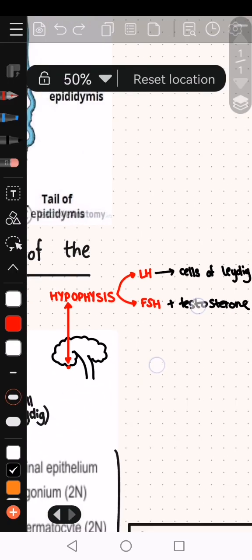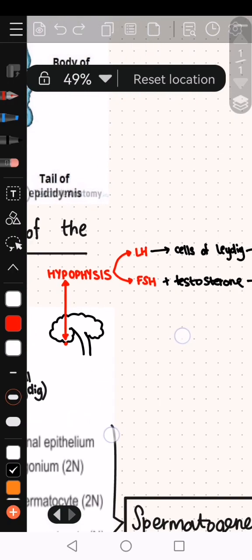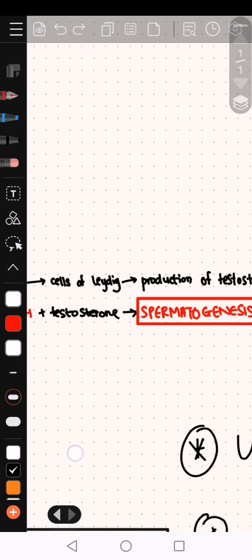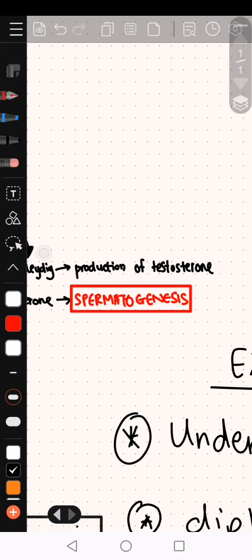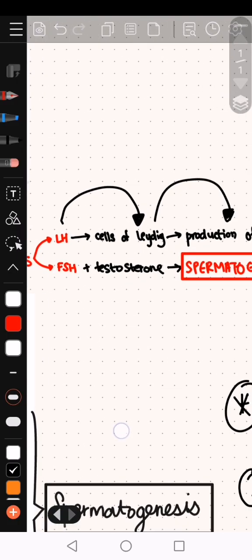Now LH, the reason why I included it here, is your hypophysis is going to stimulate the secretion of LH. When this LH is secreted, it is going to stimulate the cells of Leydig. So this LH is going to cause a stimulation on the cells of Leydig to produce testosterone, right? Remember, this is all happening in the testes internally.